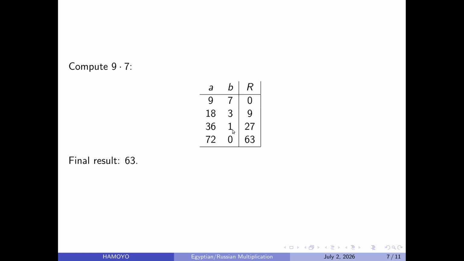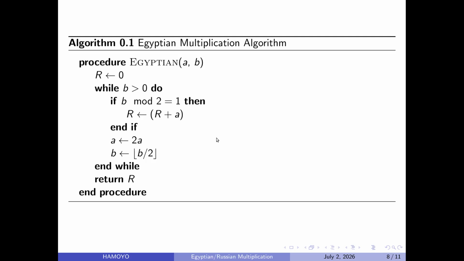To move on to the next stage, is 1 even or odd? 1 is odd, so we add 36 and 27, then we have 63, and then we multiply A by 2 and divide B by 2. We end up with 0, and this is the stopping criteria. So essentially the algorithm is as follows. We initialize R with 0, and while B is greater than 0, if B is odd, which is B mod 2 equal to 1, then we add A to R, and then we multiply A by 2 and divide B by 2, and then we return the value of R.